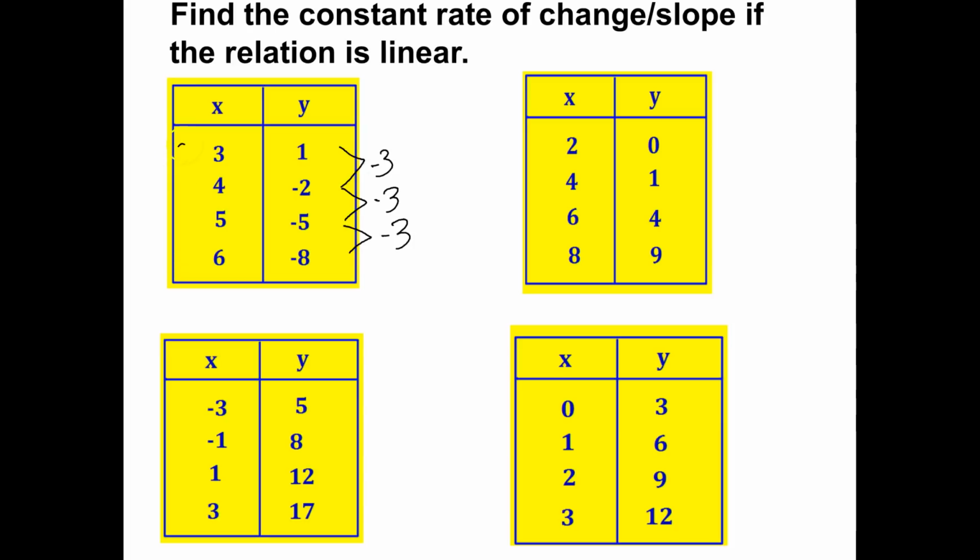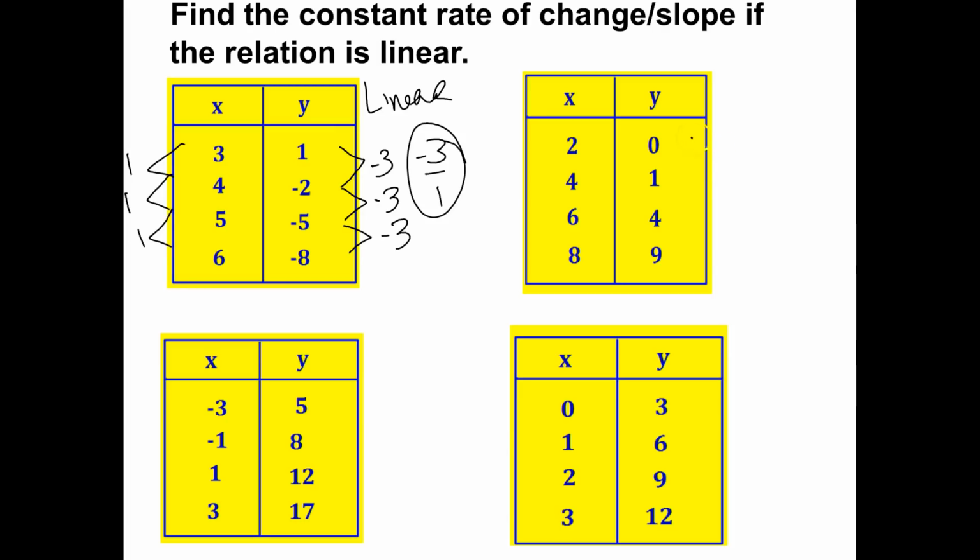All right. 3 becomes 4 by adding 1. 4 becomes 5 by adding 1. 5 becomes 6 by adding 1. What's the slope? Negative 3 over 1. Linear. Why? Because the rate of change is constant. Because the slope is constant.